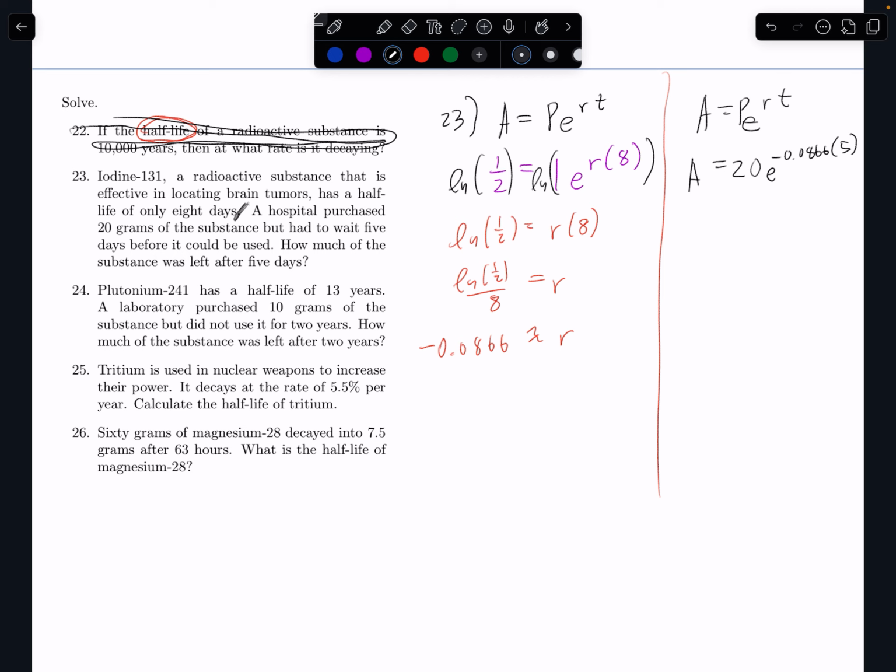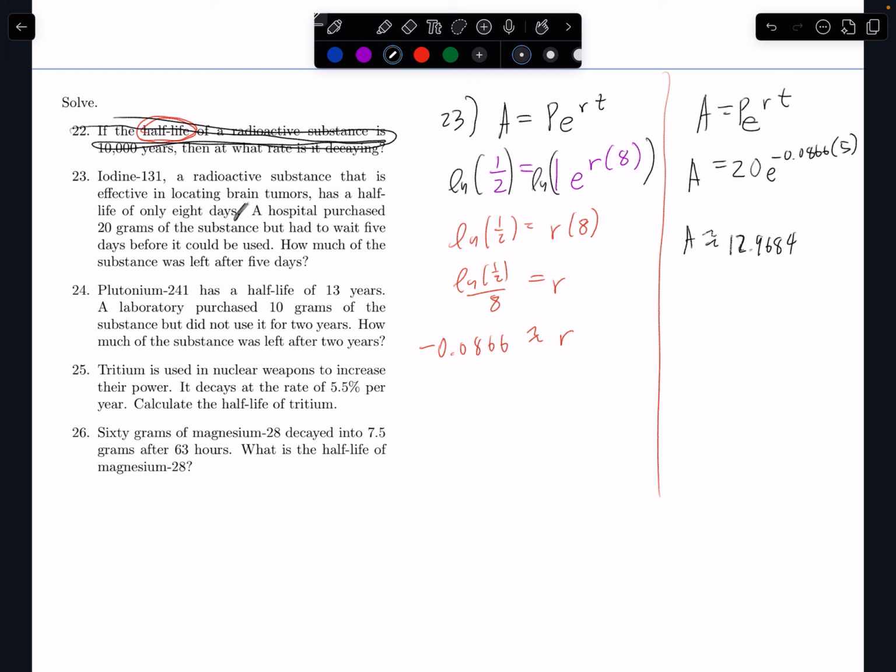20 times e to the negative 0.0... Oh, actually, I'm going to just recall my whole answer, so that's going to give me the most accuracy. Recall my whole answer. Multiplied by 5. Okay, and it gives me A is approximately 12.9684 to the nearest 4.